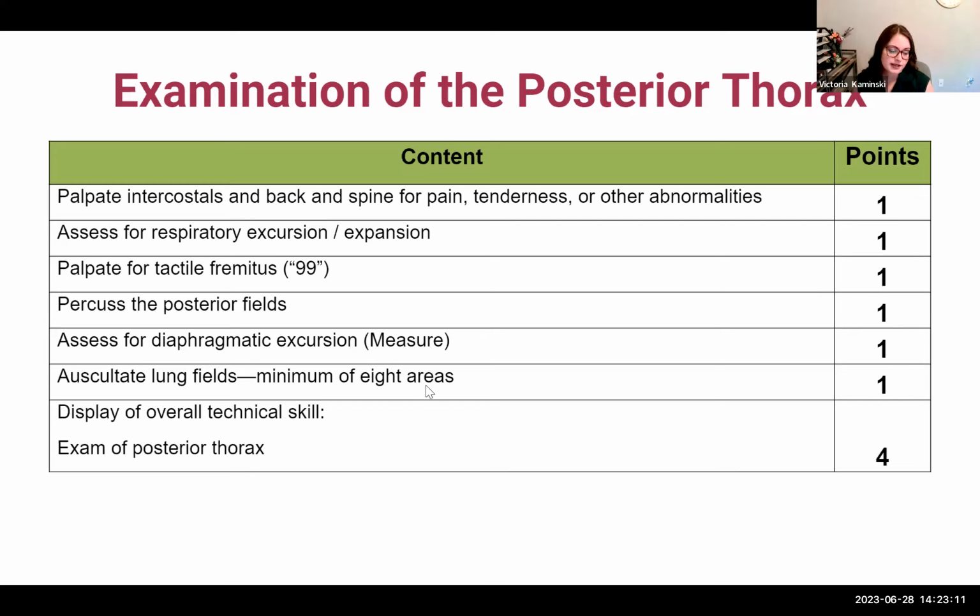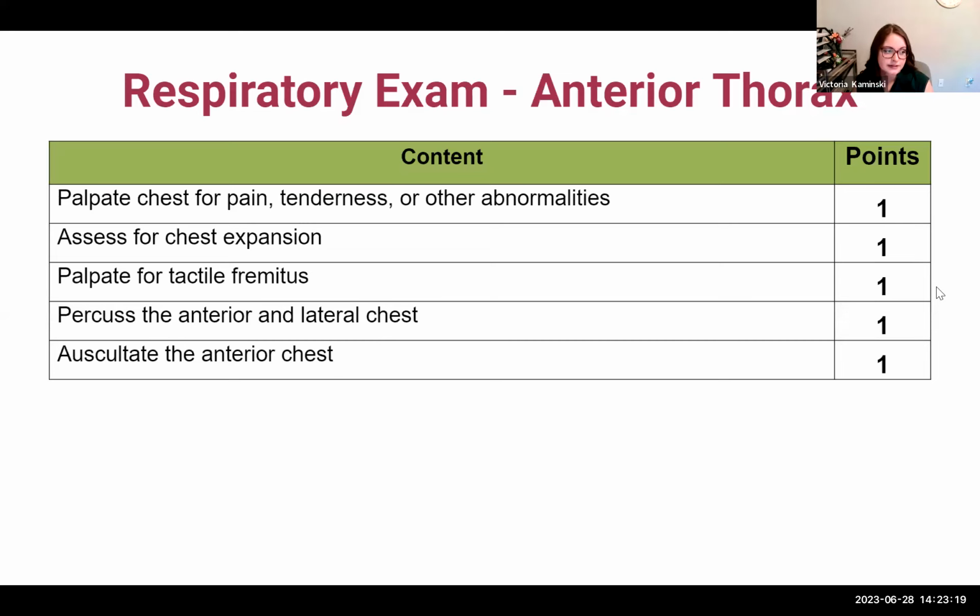Auscultating the lung fields, it's going to need to be a minimum of 8 areas, and displaying the overall technical skill, that gets you an additional 4 points. The anterior thorax: you're going to palpate the chest again for pain, tenderness, abnormalities, assessing chest expansion, palpating for tactile fremitus, percussing the anterior and lateral chest, and auscultating the anterior chest. And for this is respiratory.